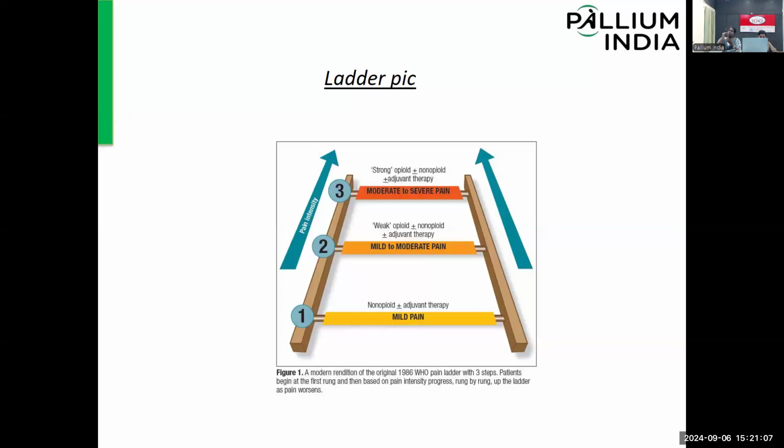So we can combine steps 1 and 2, and 1 and 3, but not 2 and 3. We cannot combine steps 2 and 3. That is very, very important. Do not give weak opioids and strong opioids together. What medicines are included in the weak opioids we can discuss later. You should not give weak opioids and strong opioids together. That is very important.